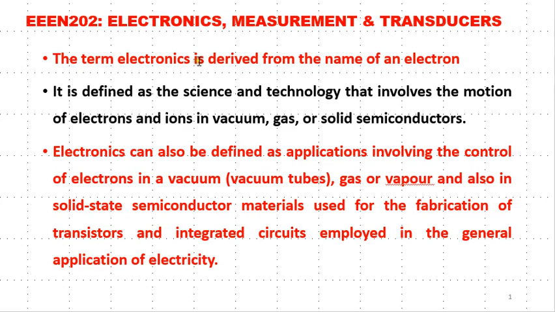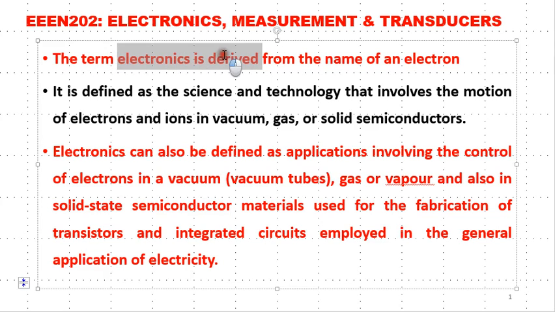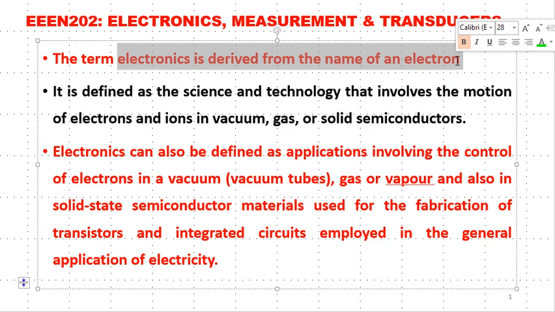I'm going to start by introducing the course. You can see the title says Electronics, Measurements, and Transducers. So what is electronics? This word electronics is derived from the name of electron. I know all of us can remember from our knowledge of chemistry that we have three elements in an atom: electron, proton, and the neutron. So the name of electronics engineering is derived from electron, and it has different definitions.